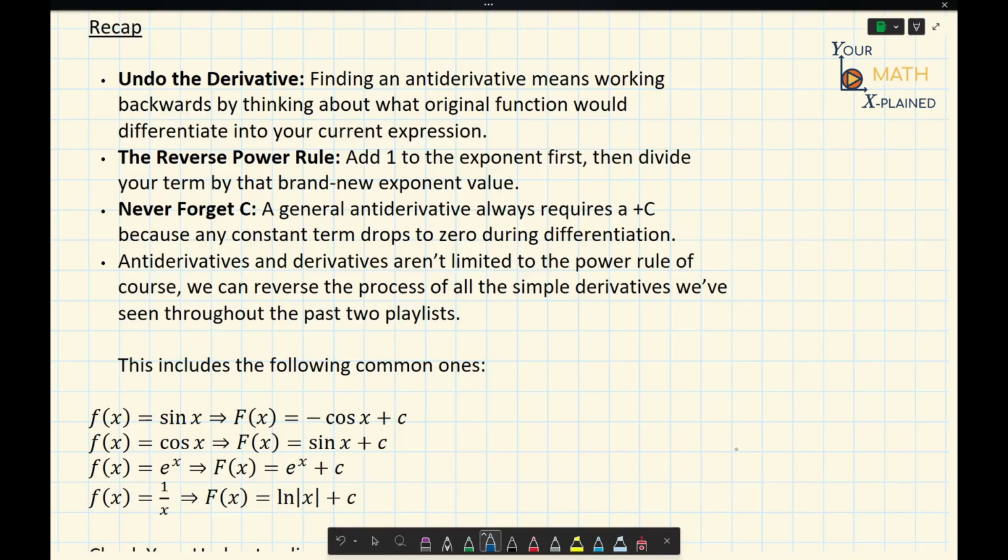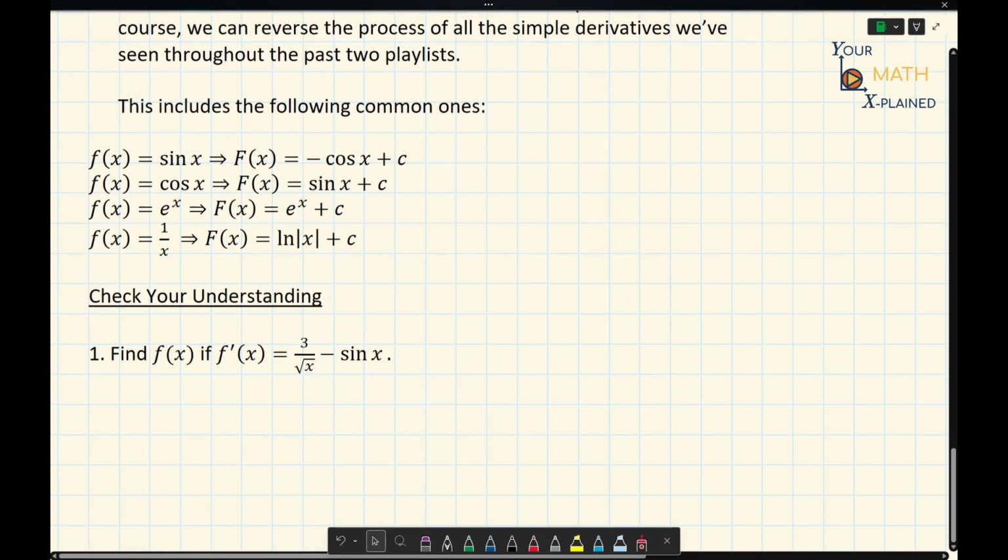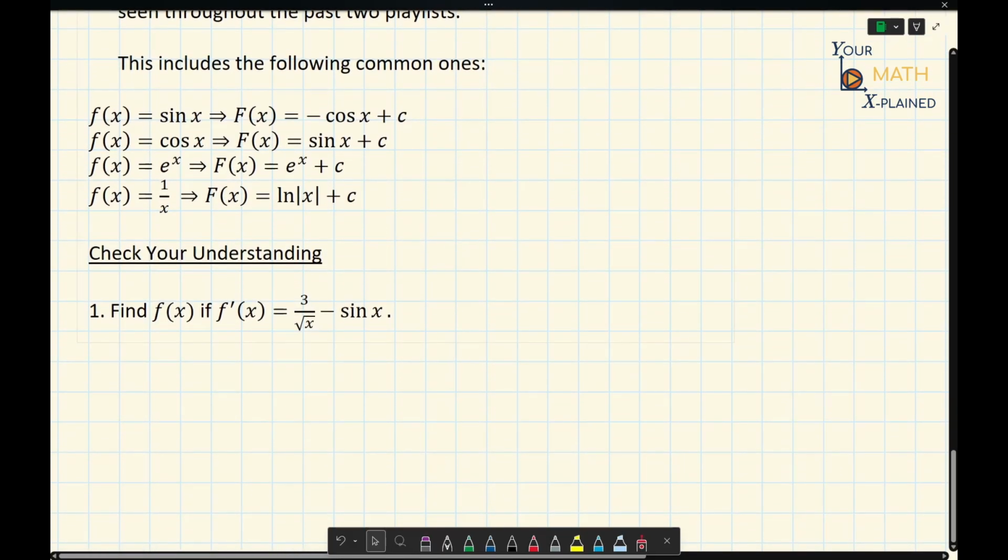And of course, antiderivatives and derivatives aren't limited just to the power rule. We can reverse the process of all the simple derivatives that we've seen through the past 2 playlists. And some of the common ones are these trig functions, our exponential function, and then our log function. And now it is your turn to give this a try. Can you find the antiderivative of this function on the screen here?